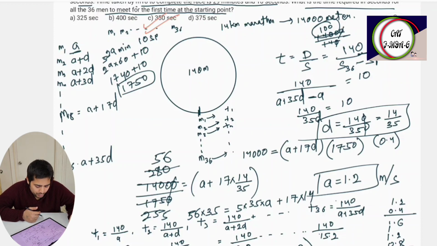Once we were able to figure out the arithmetic progression, then we needed to find out when all of those men are going to meet for the first time at the origin, or the starting point. Then we took the LCM of all the individual times. That is actually the formula, or the trick, to solve it.